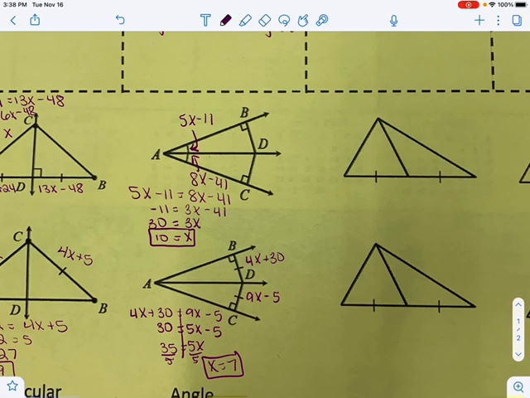And at any point, please pay attention. Obviously, we were given no clear directions, but sometimes after finding x, you do need to plug back in and find actual length measurements. So please just make sure we're paying attention to what the questions are asking for.